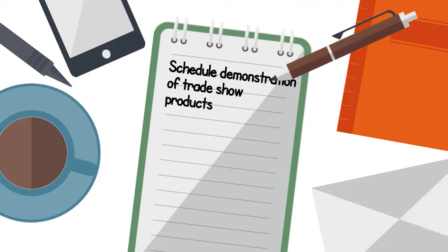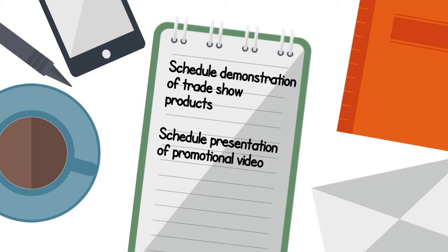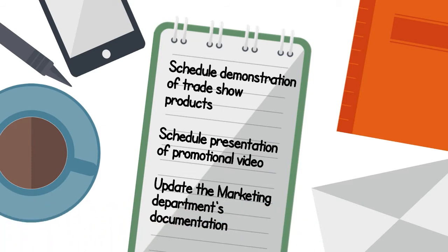Schedule a demonstration of the trade show products, e.g. the banners, holographic cards, multimedia demo. Schedule a presentation of the promotional video to the project sponsor and key stakeholders. Update the marketing department's documentation to reorder banner stands, holographic cards, murals, and tripods. Given these activities, she's confident that the marketing department will have everything it needs to successfully market the product.